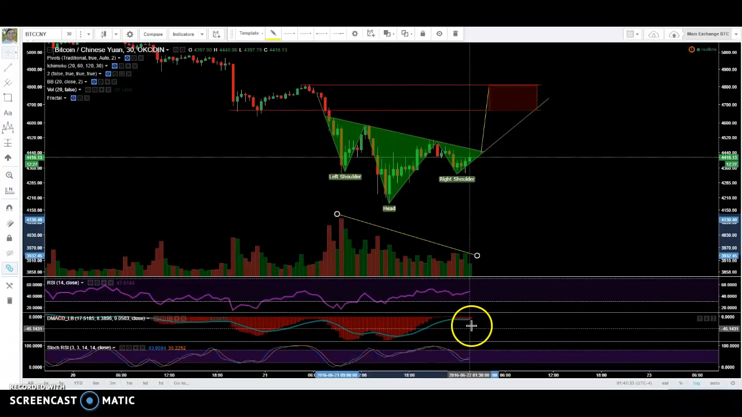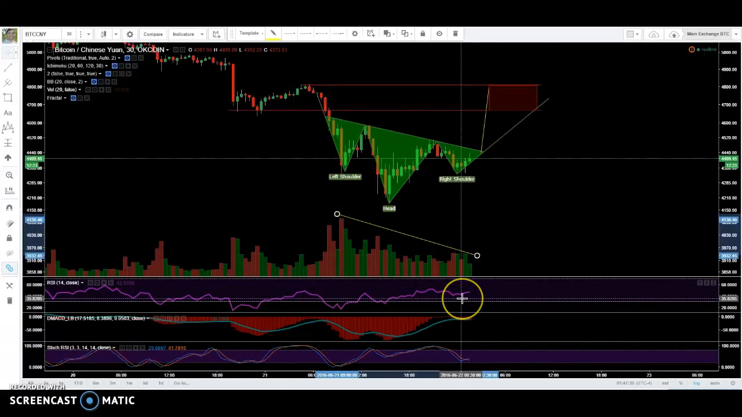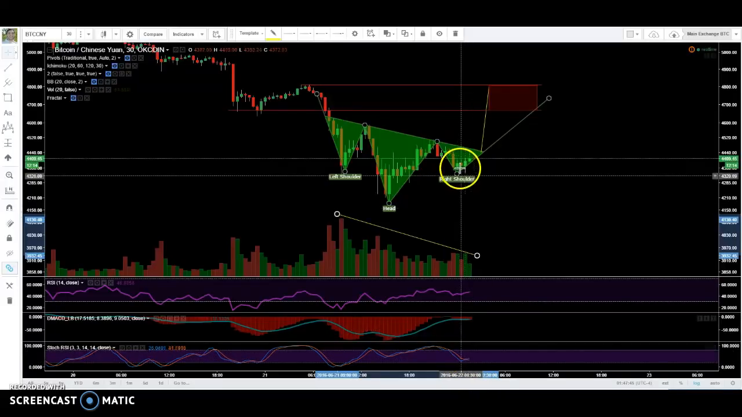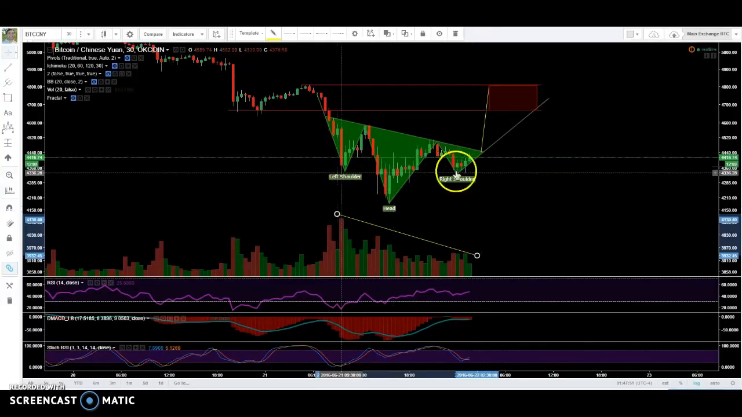This MACD has moved up a lot. This RSI has moved up a lot. There's no div on it, but that's fine. There's a 30-minute Stoch cross, which is money. There's almost a quad bottom, super rejection-y wicks. You can see these shoulders match in the zone.